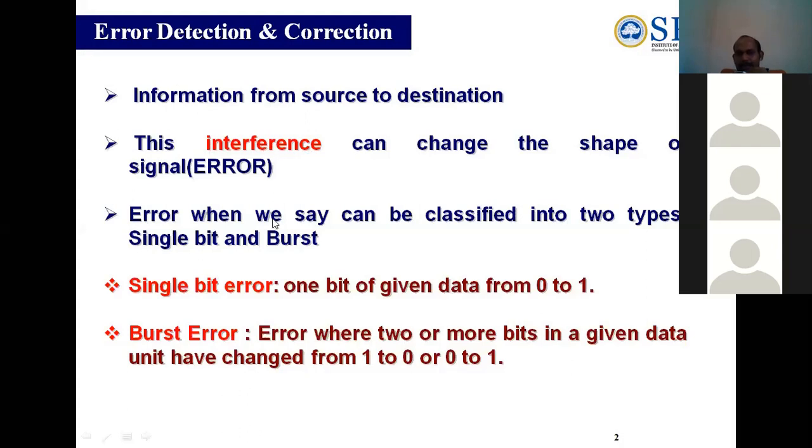To detect an error, there are two types of error. One is single bit error, another one is called burst error. A single bit error is when you are sending data and only one bit has been changed, either 0 to 1 or 1 to 0. A burst error is when there is a change in more than one bit.